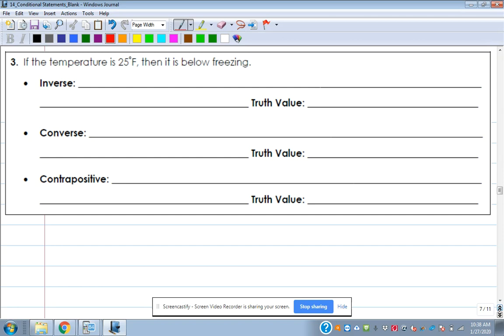Truth value: false. What's the counterexample? 26 degrees, 20 degrees, negative 85, any of those. Converse. Give me the converse statement. Quit just saying true and false.